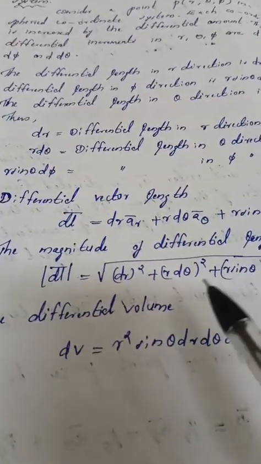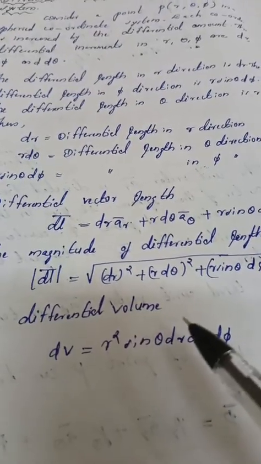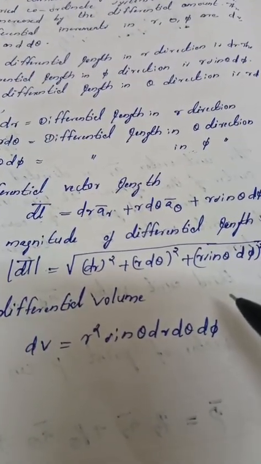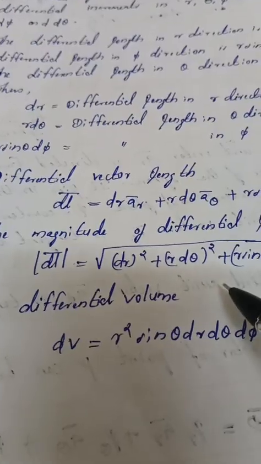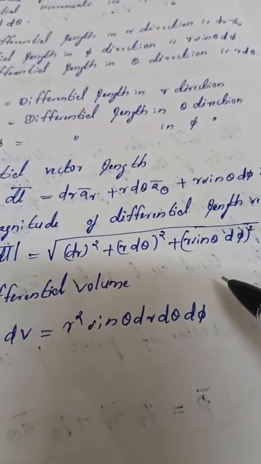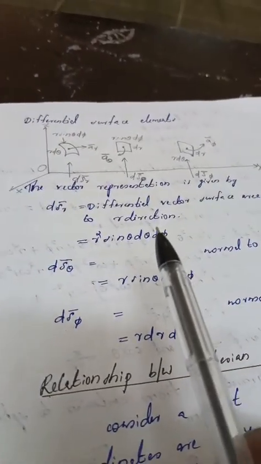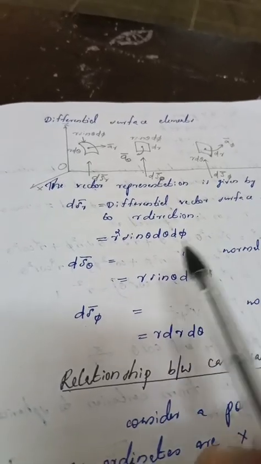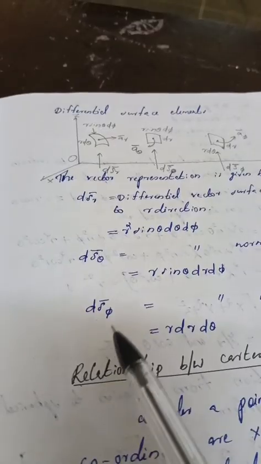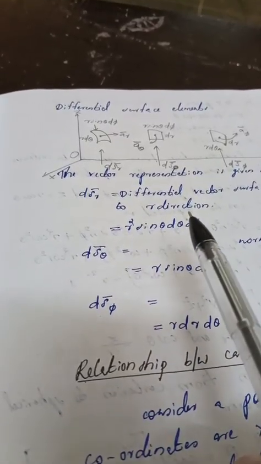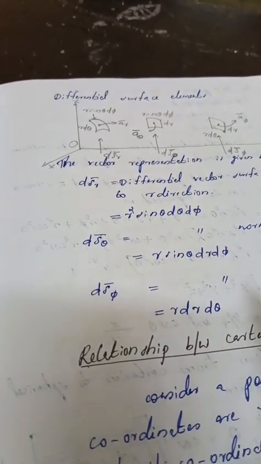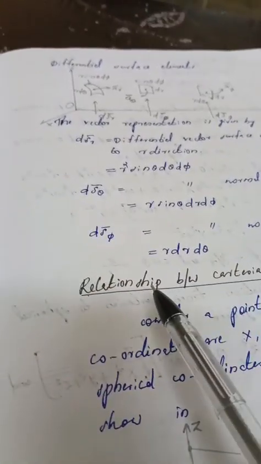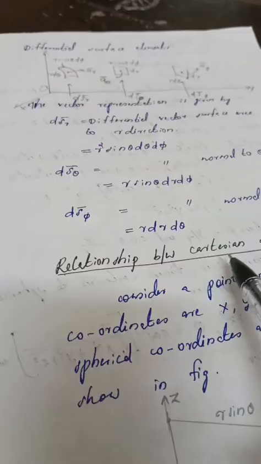Then the magnitude of differential length is given by dl equal to root of dr square plus r d theta the whole square plus r sin theta d phi the whole square. Differential volume is given by dv equal to r square sin theta dr d theta d phi. Then the differential surface elements are given. The vector representation is given by dsr, ds theta, ds phi. dsr equal to r square sin theta d theta d phi, and ds theta vector equal to r sin theta into dr into d phi. ds phi equal to r dr into d theta.